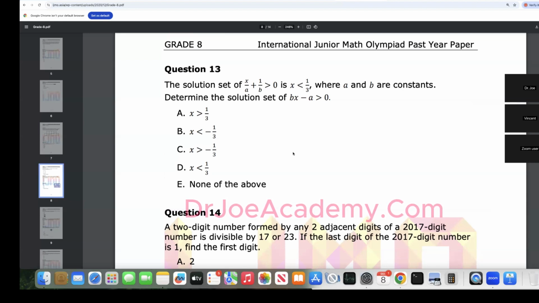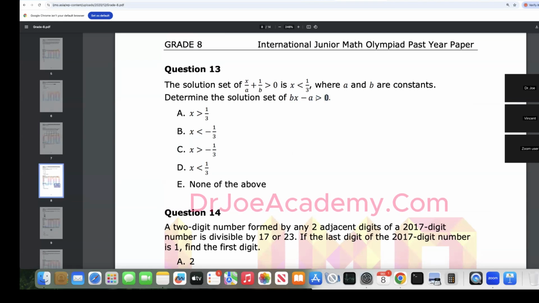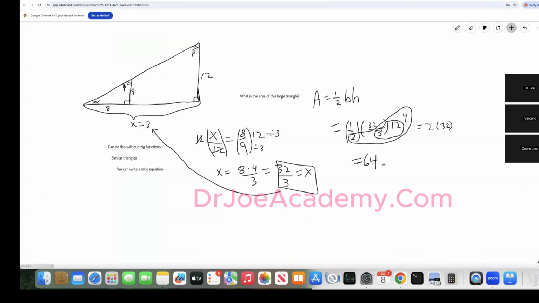I can't get it. Okay. Yeah, that's fine. This one is pretty challenging and it took me a really long time to try to figure out. So let's write this equation right here in terms of something that looks closer to this so that we can see. So x over a plus 1 over b is greater than 0, for which the solution is x is less than 1/3.